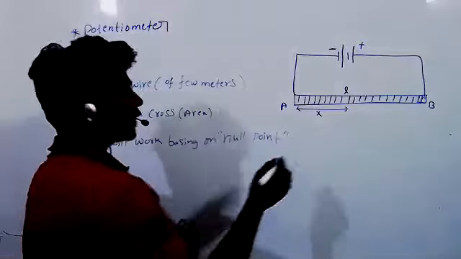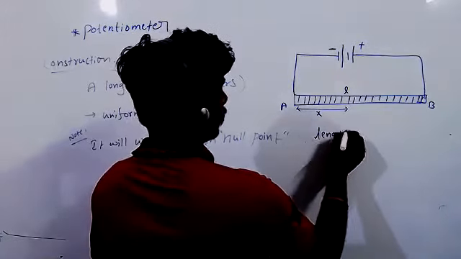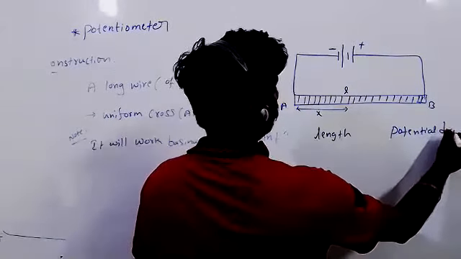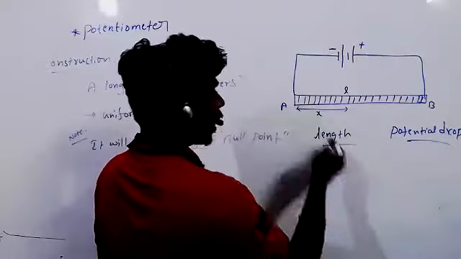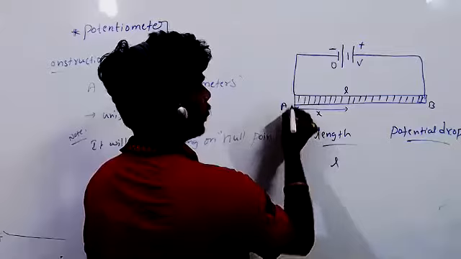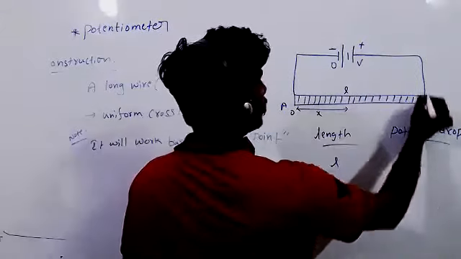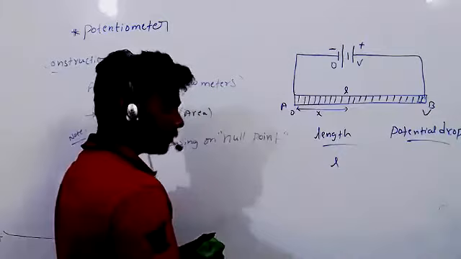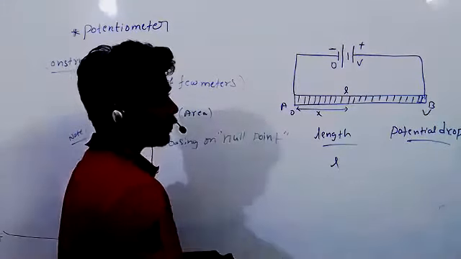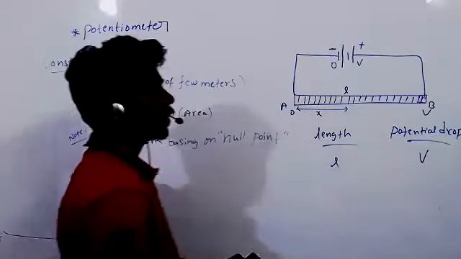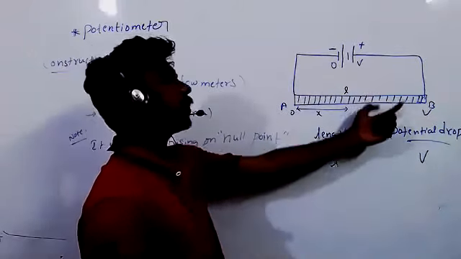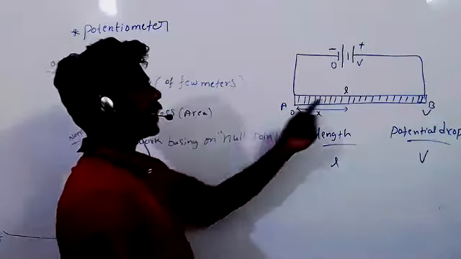How much potential drop? Suppose length and potential drop. If length is 0 it is 0, and if the total length is L it is V. How much potential drop will you get for the total length L? V potential drop, because you applied V across the wire. So the total potential drop is V through the entire wire.